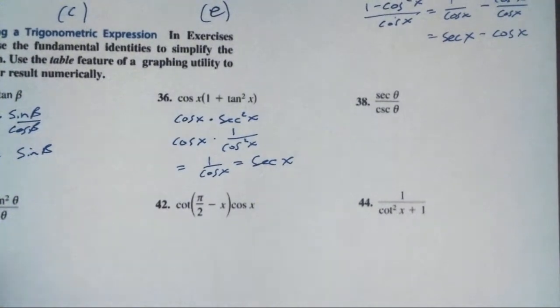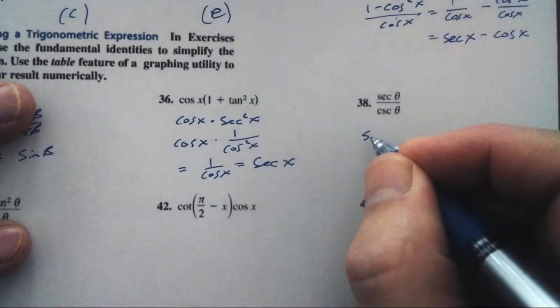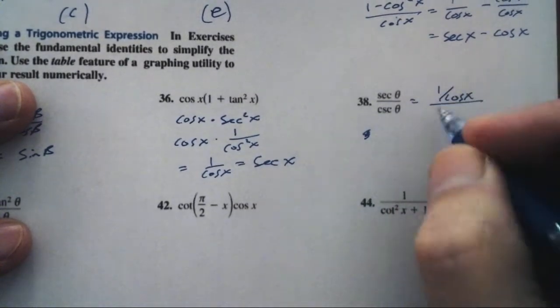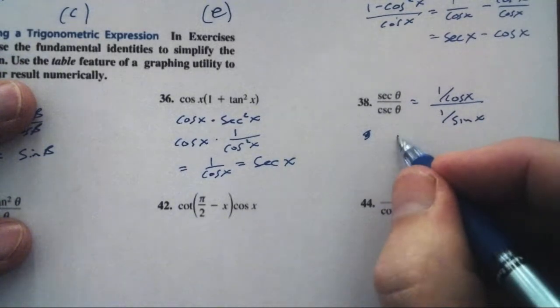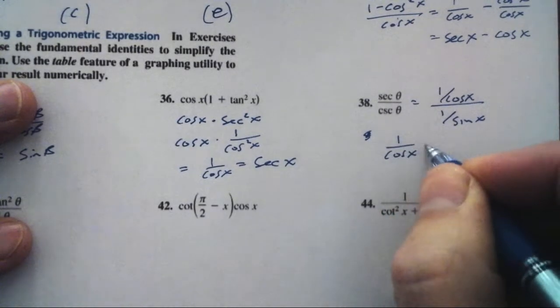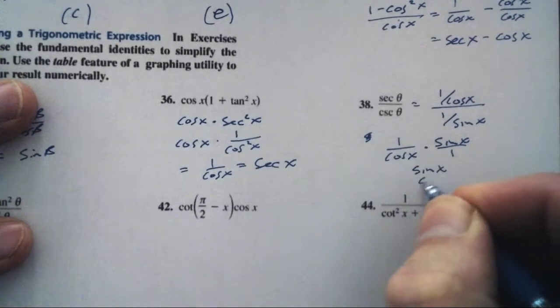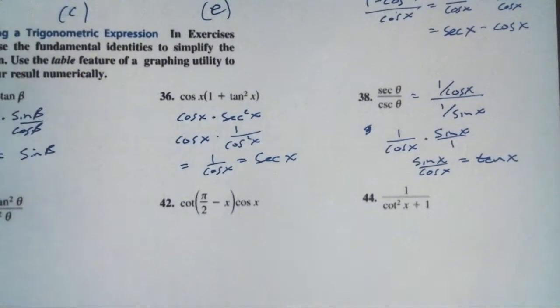Okay, 38, secant on cosecant. Well, it sounds good, but secant and cosecant aren't reciprocals. They don't live together in a Pythagorean, so I'm going to go sines and cosines and create a bit of a mess. This is 1 on cosine of x divided by 1 on sine of x. And a fraction divided by a fraction is the first fraction times the reciprocal of the second fraction, and now we're getting somewhere. Sine of x on cosine of x, which is tangent of x.